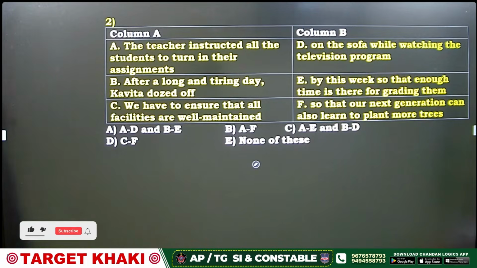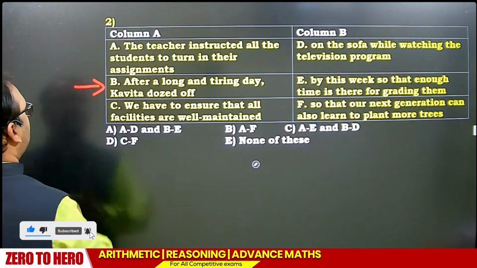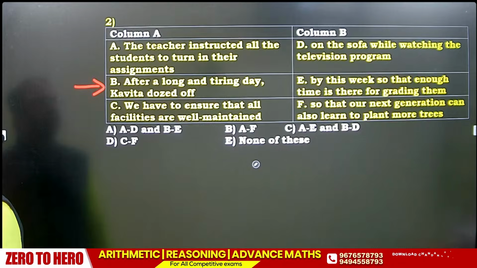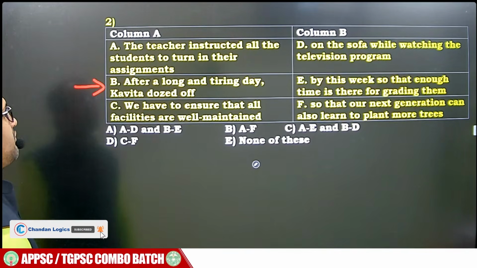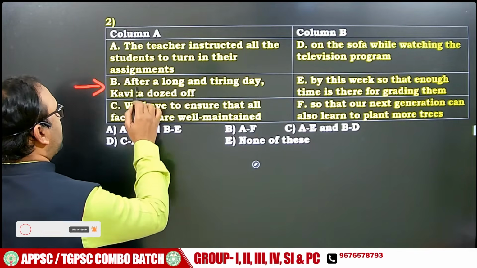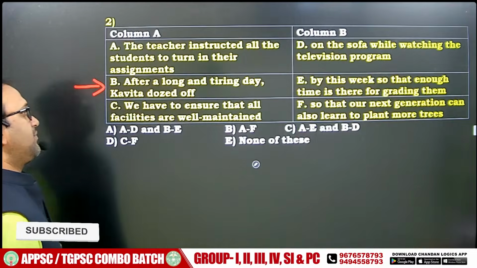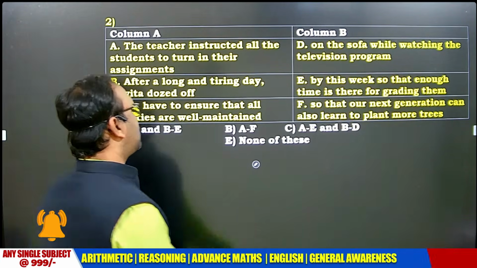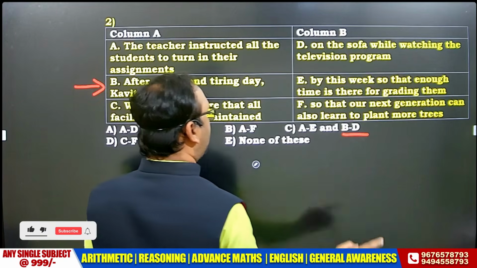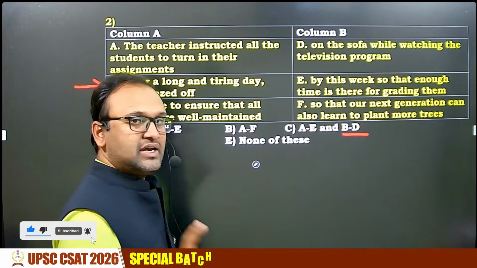If I were a student, I would start with B because B looks very simple and small. After a long, tiring day, Kavita dozed off on the sofa. So she was very tired. The girl Kavita was very tired, so she started taking rest on the sofa while watching the television program. So BD is perfectly suitable. Then you can go for BD. But always be careful when you have none of these as your option because it can happen.